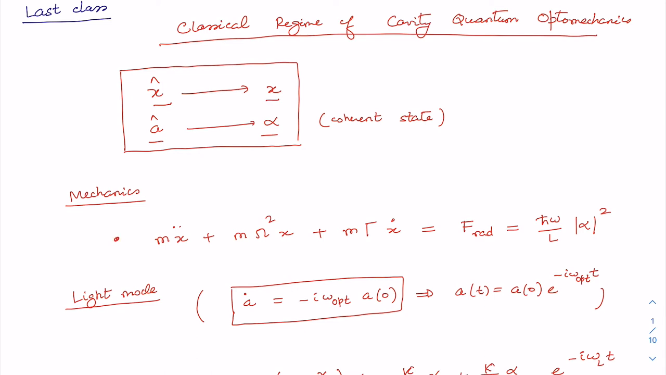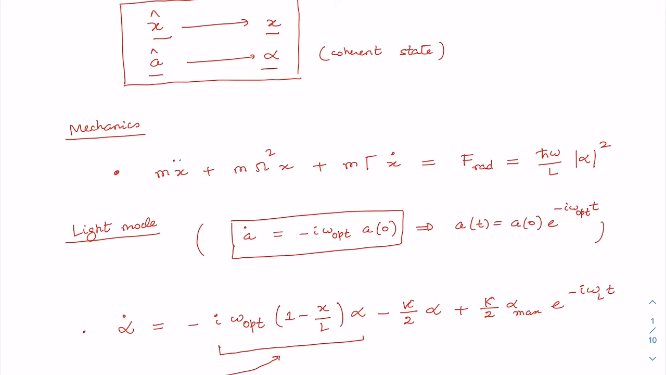The mechanical oscillator is considered to be a damped harmonic oscillator, and it is acted on by the radiation pressure force. And the light mode is represented by this equation, which I explained in the last class. As you can see, the first term on the right hand side of this equation takes into account how the light field is coupled to mechanics. The second term refers to decay of the amplitude of the photon, and the third term takes the laser drive into account, where omega L is the laser frequency. The parameter alpha max indicates the fact that the value of alpha will settle down to the value of alpha max at resonance.